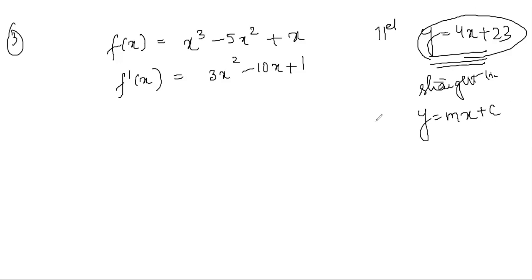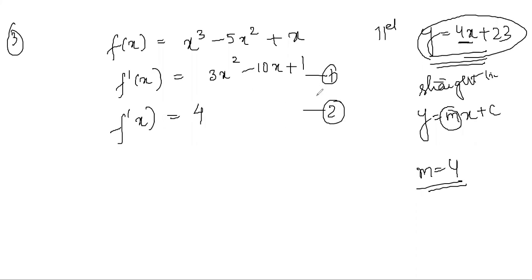So in order to do this, I need to know the slope. What is the slope over here? m is the slope. It means m is equal to 4. This much is clear to everyone. mx plus c, so c is 23, and here m is your 4. So I need to determine where the slope of the tangent line is going to be 4. So it means that your f dash of x should be equal to 4. So this is one equation, this is the second equation. So from 1 and 2, what I get is 3x square minus 10x plus 1 is equal to 4.